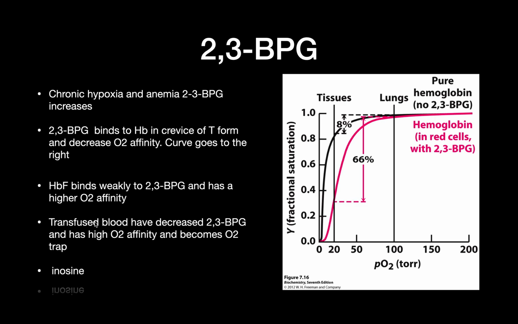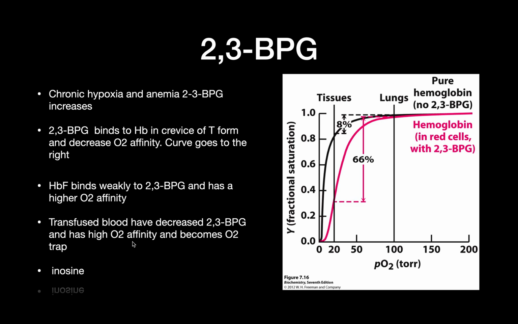So that's another problem in transfused blood. Transfused blood has a decreased amount of 2,3-BPG, so it has an abnormally high oxygen affinity, and it becomes an oxygen trap. Once transfused blood has been transfused into the patient, it's completely bound, so it can't pick up any more oxygen, and no new oxygen can be transported because of the abnormally high oxygen affinity. It's not going to be released, and the patient actually becomes hypoxic.